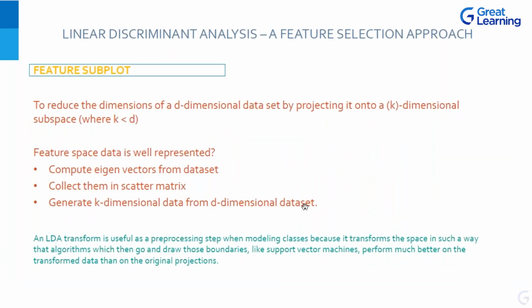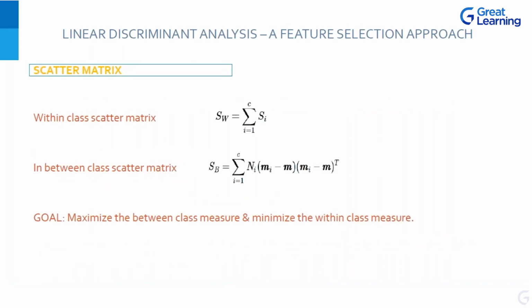So if a scatter plot can be used to generate k-dimensional data from a d-dimensional data set, that is the target of what we call LDA. So the idea is, as I simply said, to move from a higher dimension to a lower dimension for managing the data better. Now, what happens within the whole process?